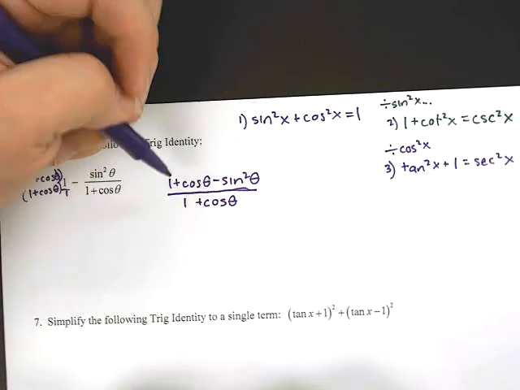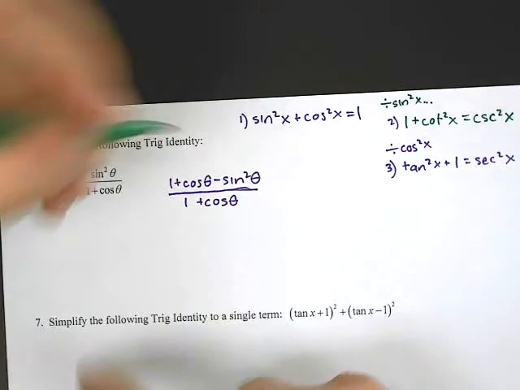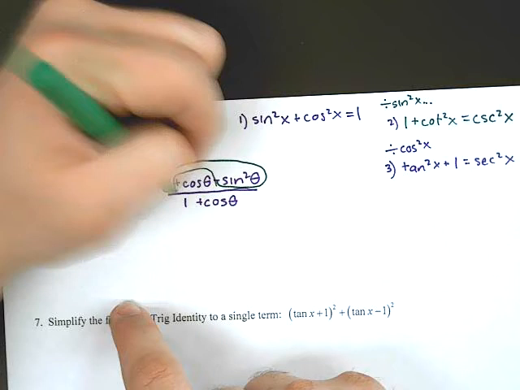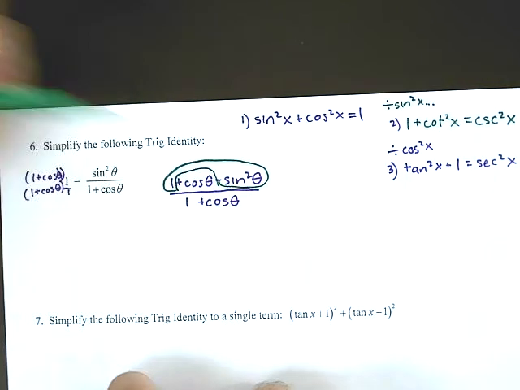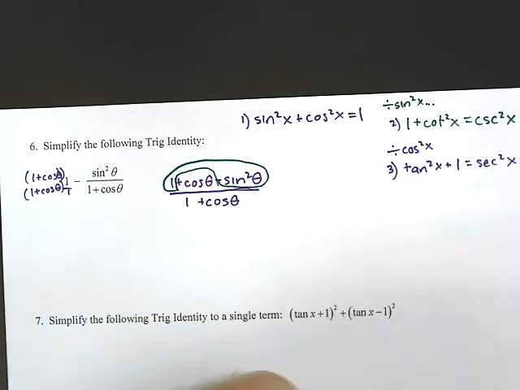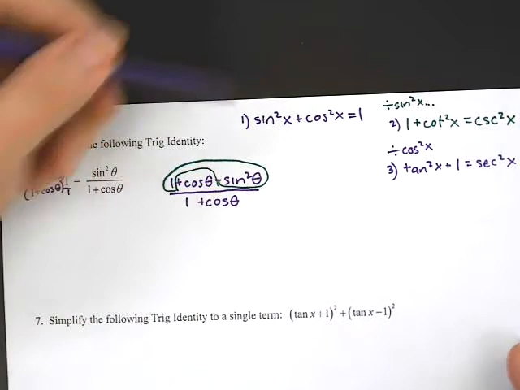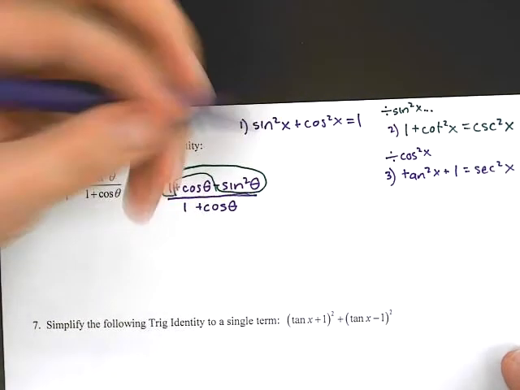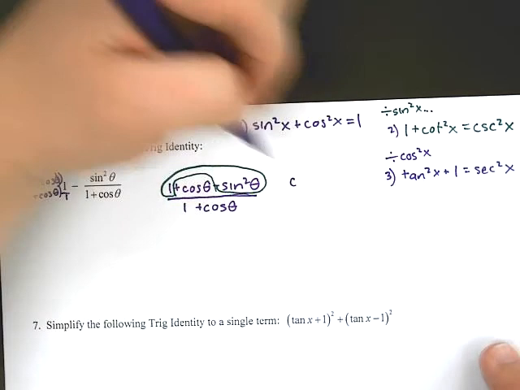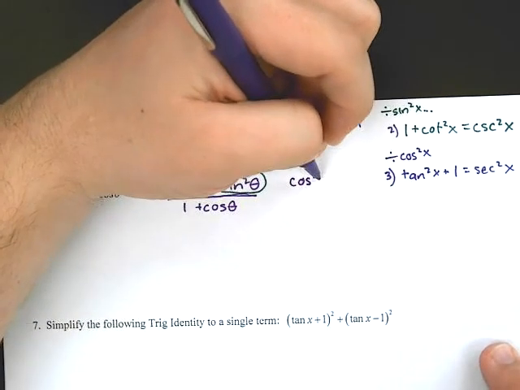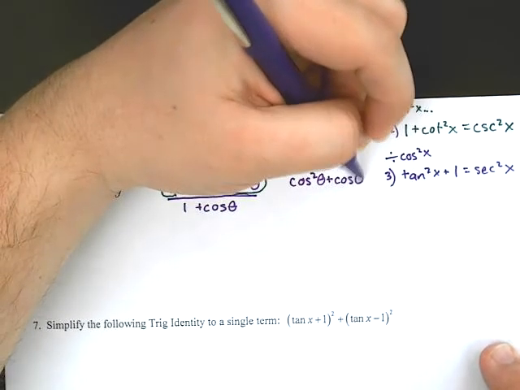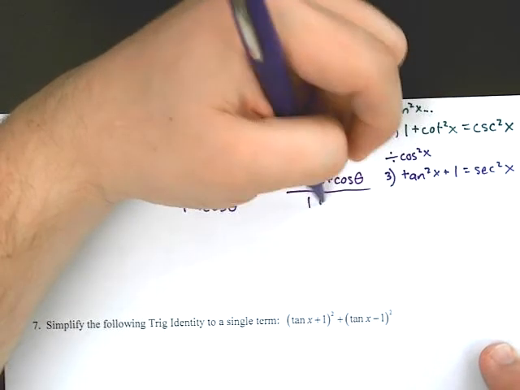But I do see this: I have a 1 minus sine squared. What is 1 minus sine squared? If I rearrange this, oh, it's just cosine squared. So I have a cosine squared theta, and then I still have this plus cosine theta, all over 1 plus cosine theta.